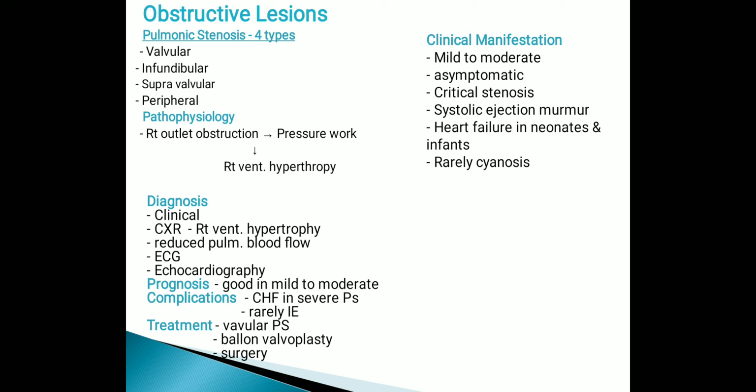Obstructive lesion: pulmonary stenosis, 4 types: valvular, infundibular, supravalvular and peripheral. Pathophysiology: right outlet obstruction causes pressure overload which causes right ventricular hypertrophy. Clinical manifestation: in mild to moderate patients asymptomatic, and in critical stenosis, systolic ejection murmur, heart failure in neonates and infants, rarely cyanosis. Diagnosis: clinically, chest X-ray, right ventricular hypertrophy, reduced pulmonary blood flow, ECG, echocardiogram. Prognosis: good in mild to moderate.